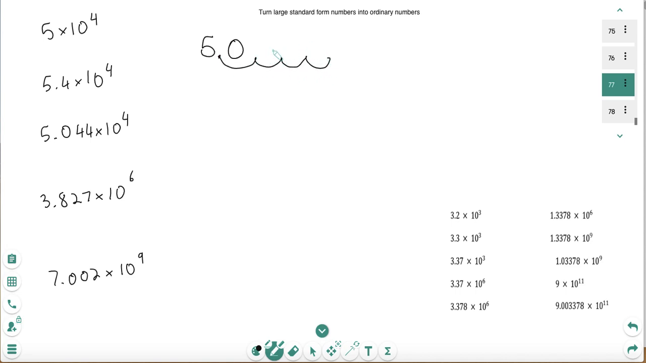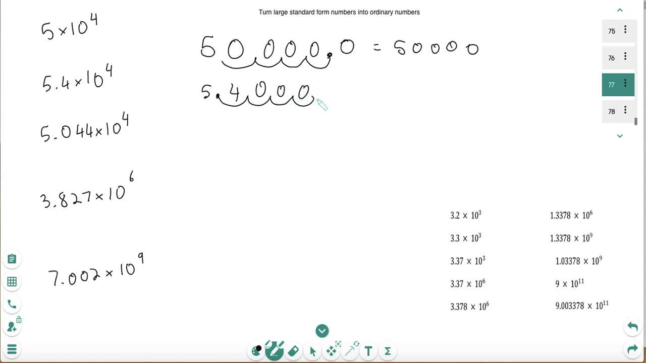Wherever there's a gap, add some zeros. And our decimal place moves from here to here. So we'll get rid of our old decimal place. 50,000.0. Basically the same as 50,000. Next one, 5.4 times 10 to the power of 4. Our decimal place is ready here. We'll move it 4 spaces. 1, 2, 3, 4.